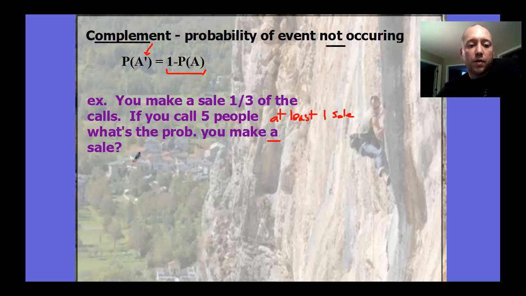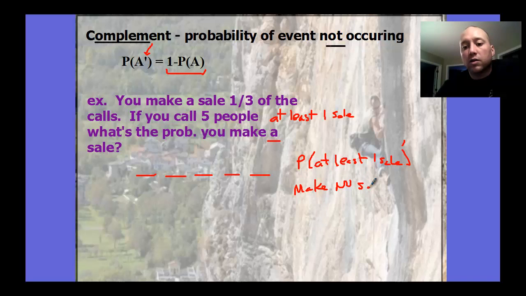So for here, I have 5 different phone calls. 1, 2, 3, 4, 5. The probability of making at least 1 sale is kind of tough. But what's not tough is the complement. So what is the complement of making at least 1? We want the probability of making at least 1 sale. The complement to that would be making no sale. So that is not too hard to find.